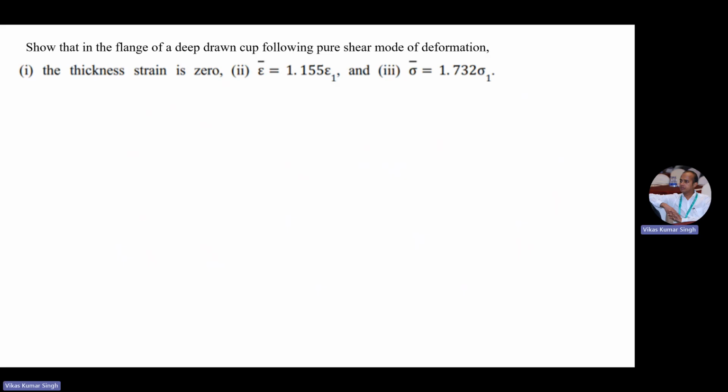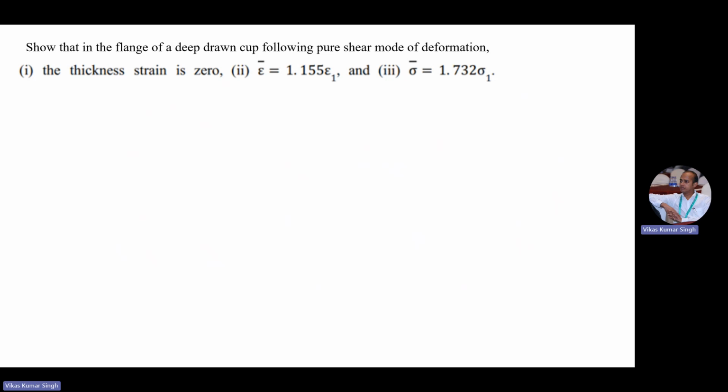Here it is given that in the deep drawing process, the flange of the deep drawn cup follows pure shear mode deformation. So we have to prove it. We have to prove that it is following pure shear mode deformation.